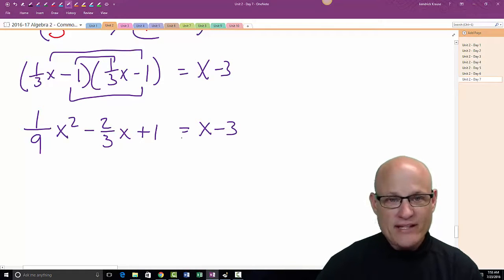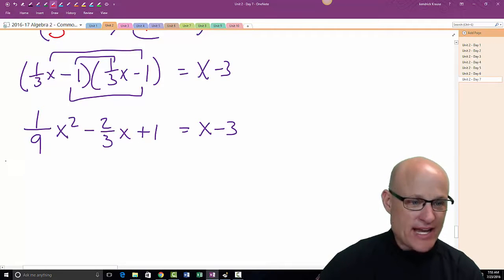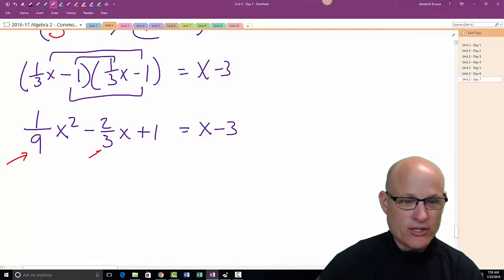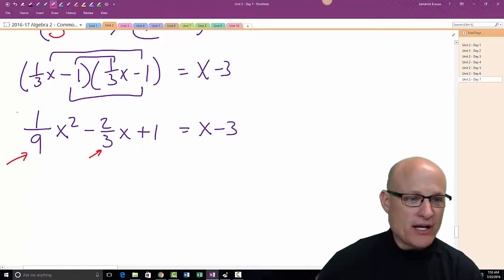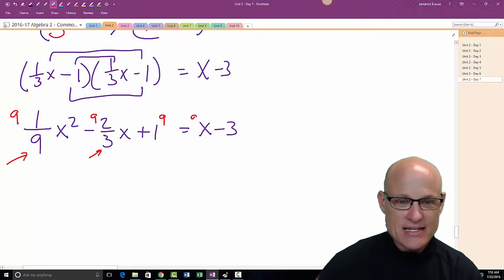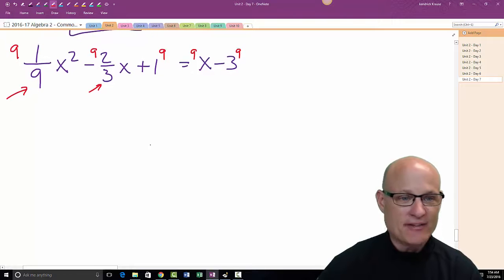Now here's the problem. I got all these crazy fractions. I hate dealing with fractions, so I'm going to teach you a way to get rid of fractions. There's a 9 here in the denominator, and there's a 3. So the common denominator between 9 and 3 is 9. So I'm going to multiply everything by 9, because I hate having fractions.